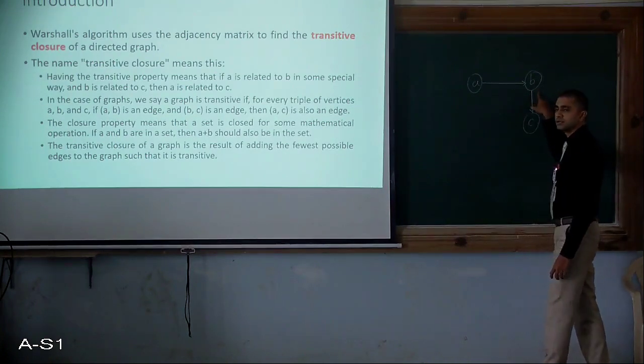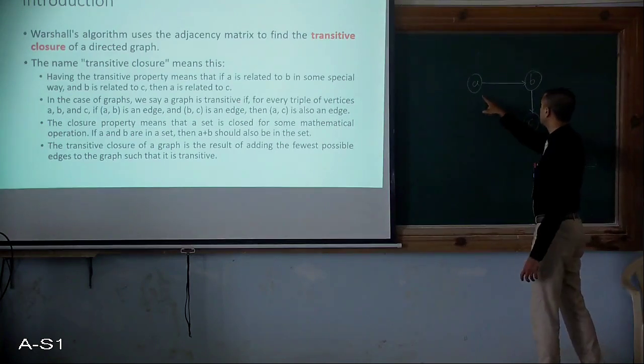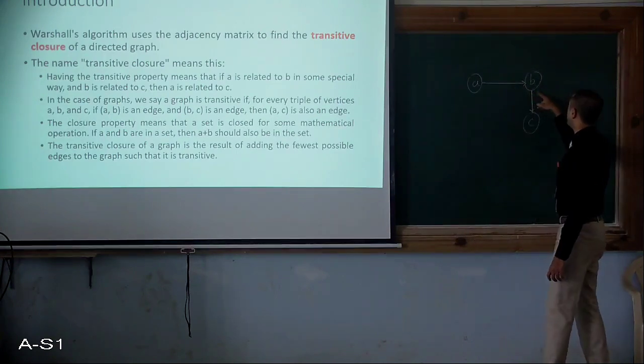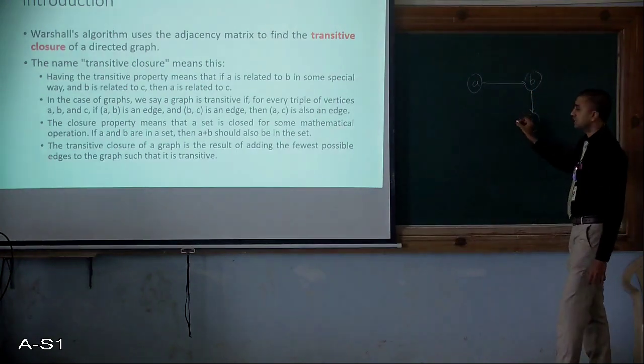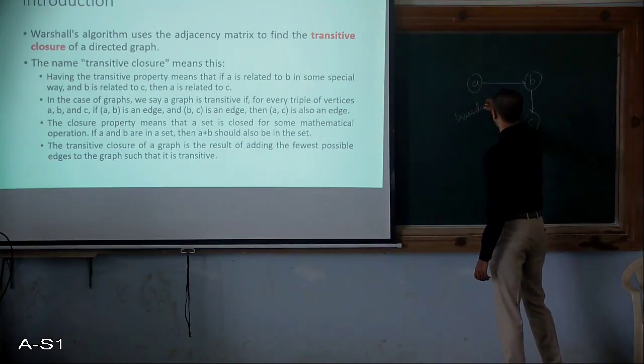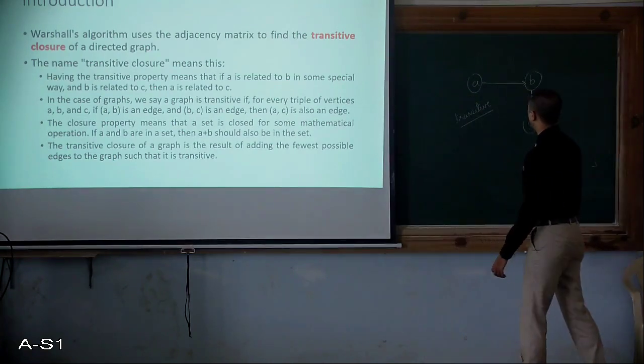A to B, there is an edge, B to C, there is an edge. So I can say that there is a path that exists from A to C via a vertex B. This is what is called transitive. Now what is meant by closure?